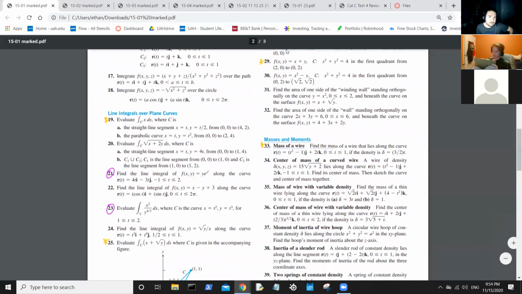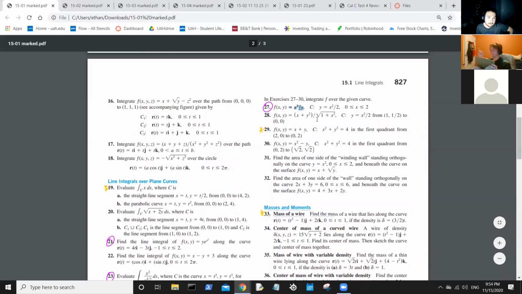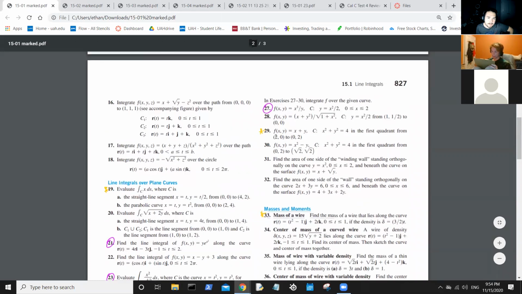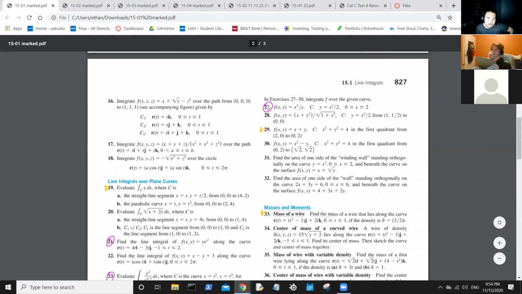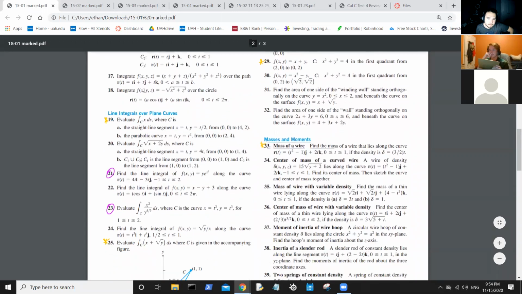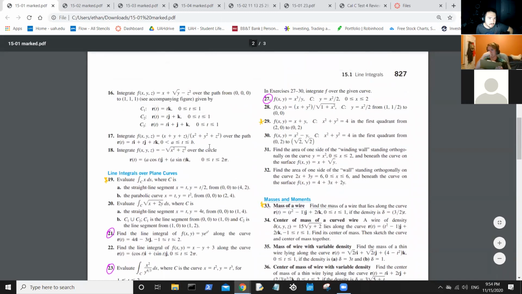All right, so we did that one. That was 27, if you do it right. Mine was not very nice. I like how we did this one later than these, because of the way the book's designed. Either way, so line integrals over plane curves.